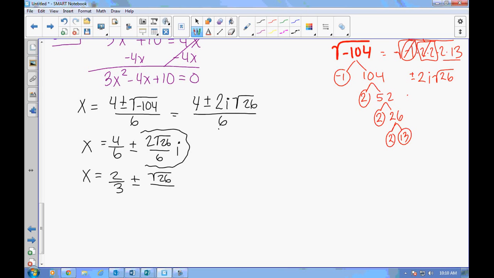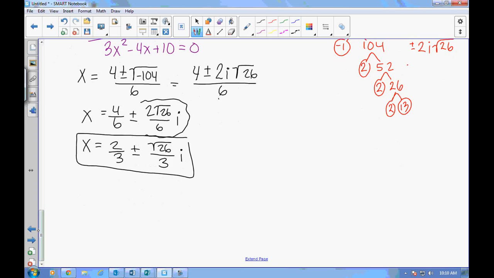Over, you can put a 1 if you want, we don't really need it, over 3, and that's an i. And those are 2 imaginary solutions. Okay? Any questions? Most people just got to the part they just needed to simplify. All right. Now, new directions.